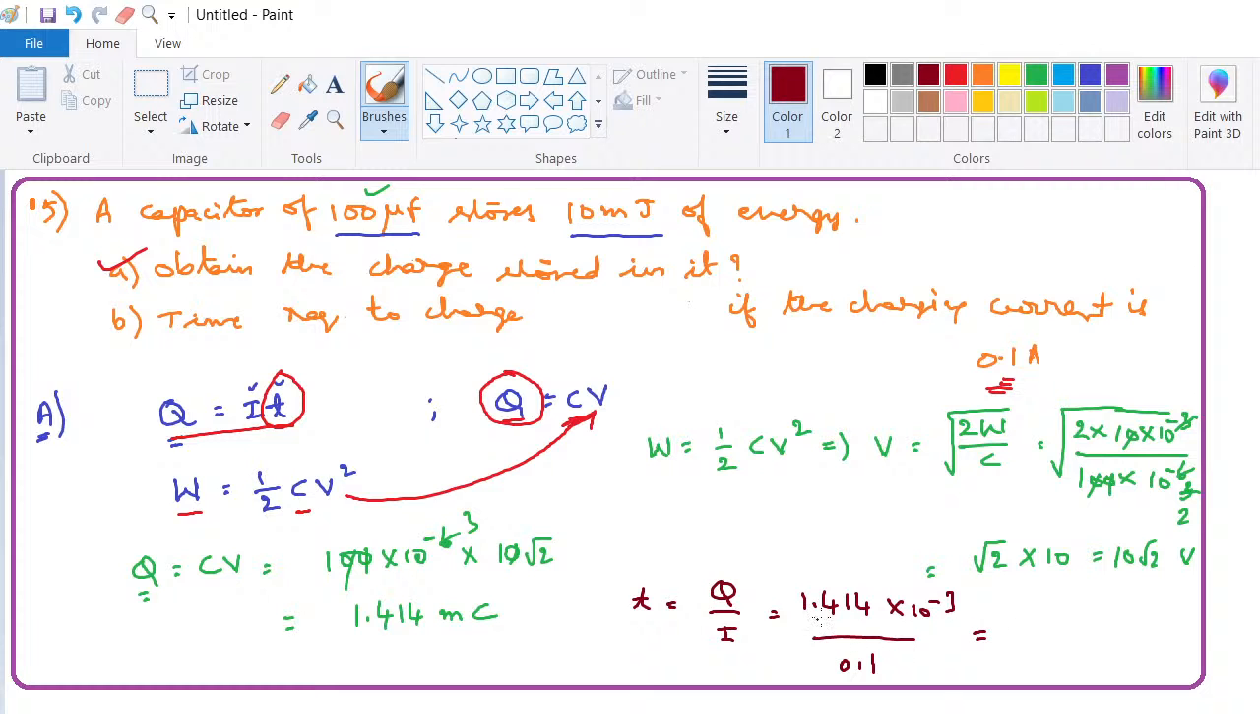So this is 1.414 by 0.1. 0.1 means 1 by 10, so it will go up and it will be into 10. It is 14.14 millisecond. Simple. Okay, it's very simple.